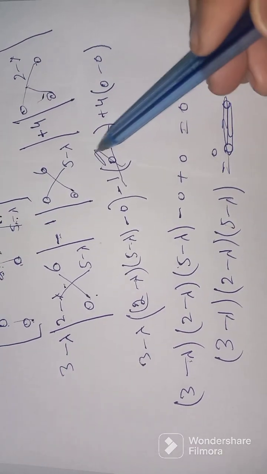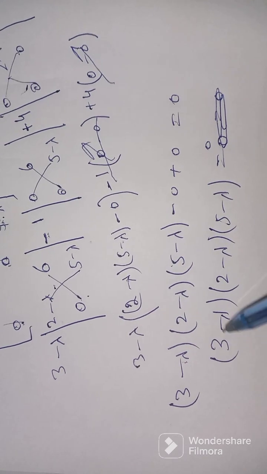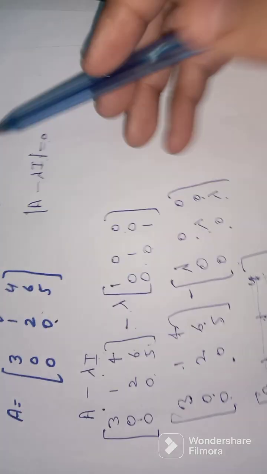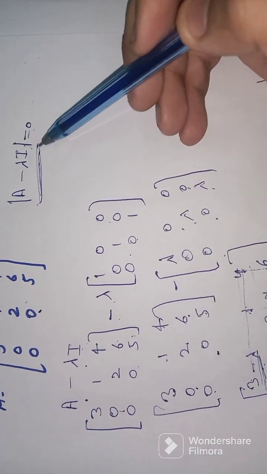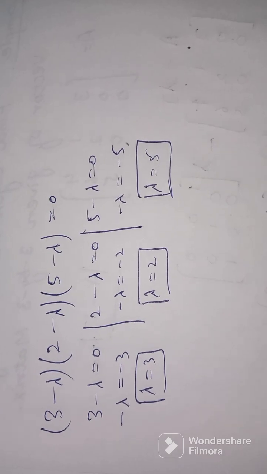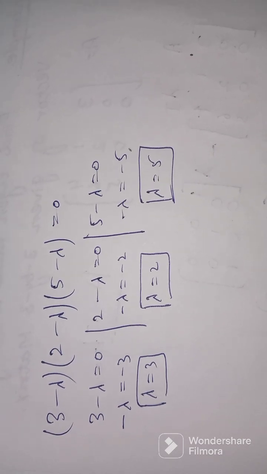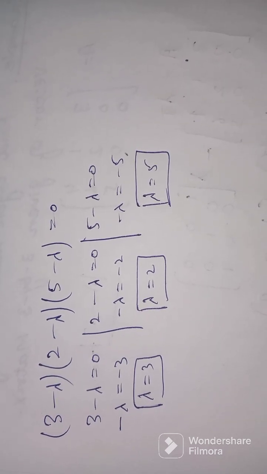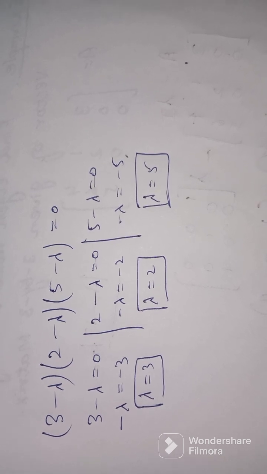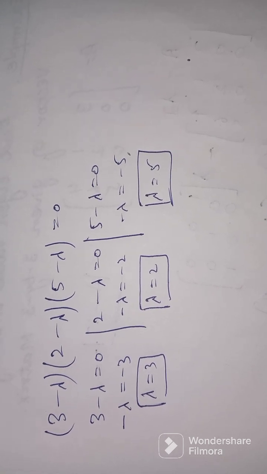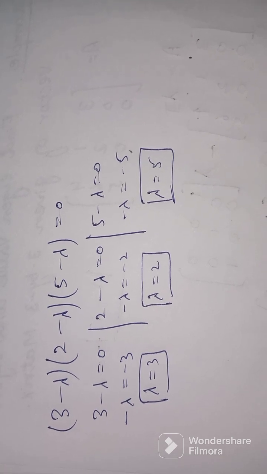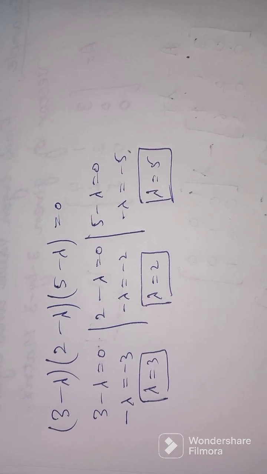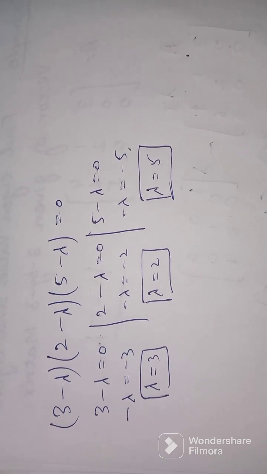Okay, by solving this equation, you will get 3 minus lambda, 2 minus lambda, 5 minus lambda. This whole bracket will become 0. You will get (3 minus lambda)(2 minus lambda)(5 minus lambda) equal to 0. Why equal to 0? Because we have the equation A minus lambda I equals 0. Now use these three brackets equal to 0: 3 minus lambda equals 0, 2 minus lambda equals 0 and 5 minus lambda equals 0. By solving all these brackets, you will get three eigenvalues. The first one is lambda equals 3, the second one is lambda equals 2 and the third one is lambda equals 5. So these 3, 2 and 5 are our eigenvalues.